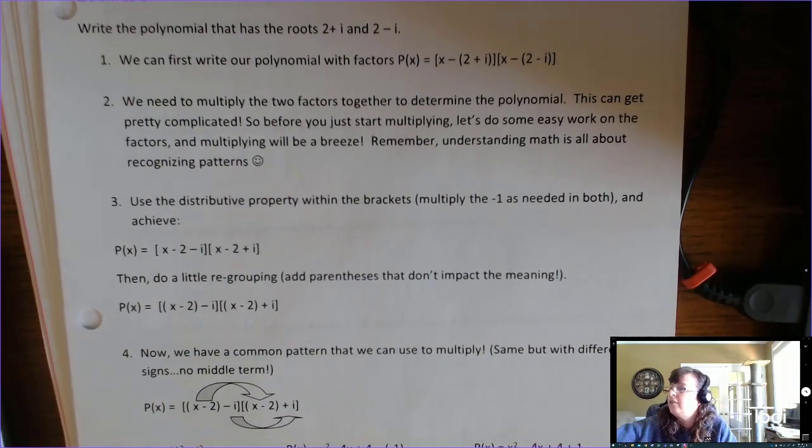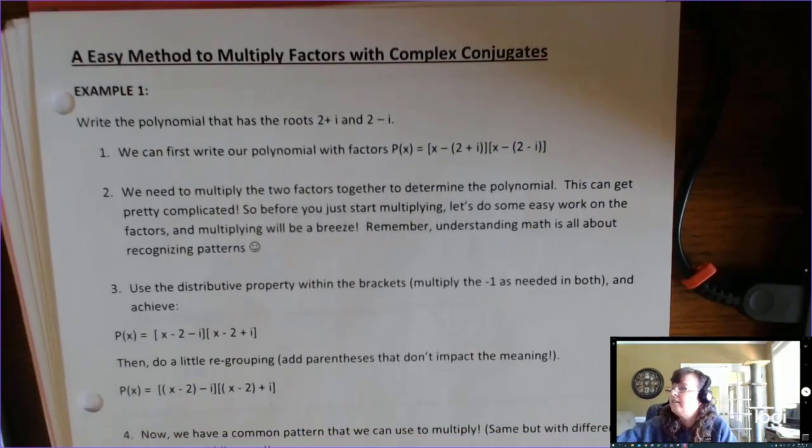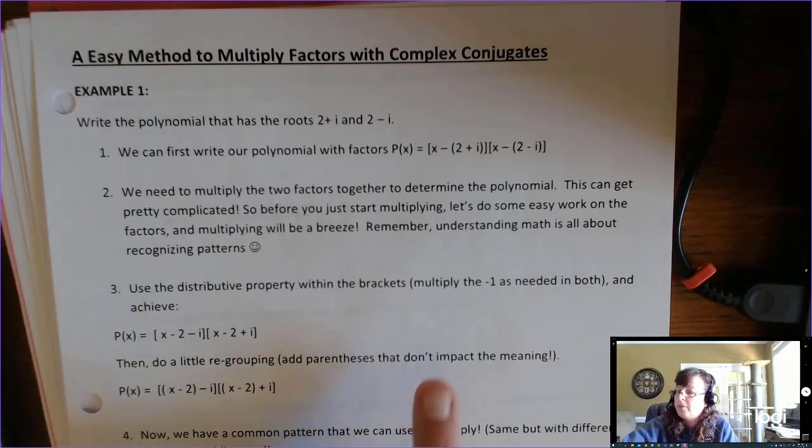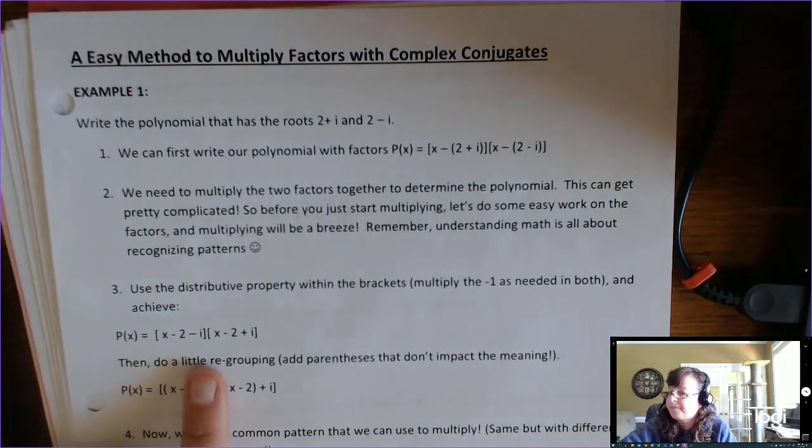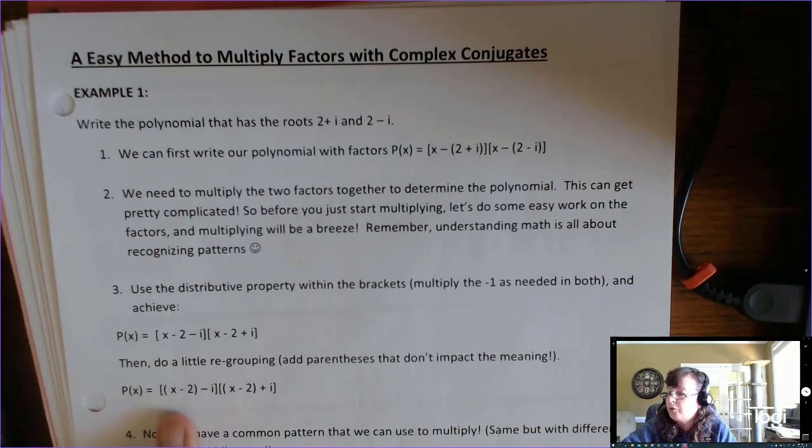But if you printed out the note sheet, it's spelled out here, an easy method to multiply factors of complex coefficients. Remember, you want to distribute the negative, and then you're going to regroup.